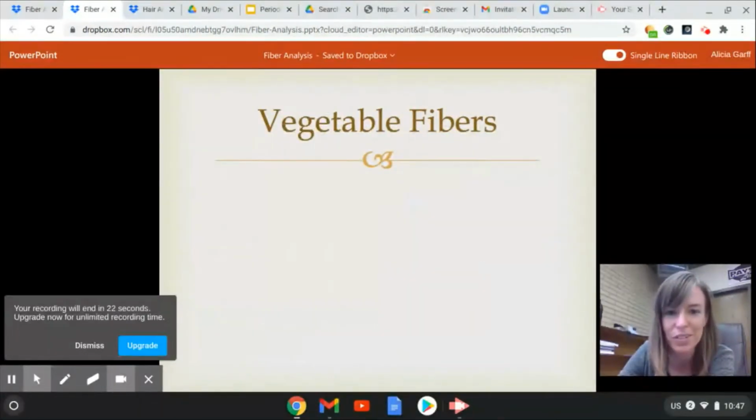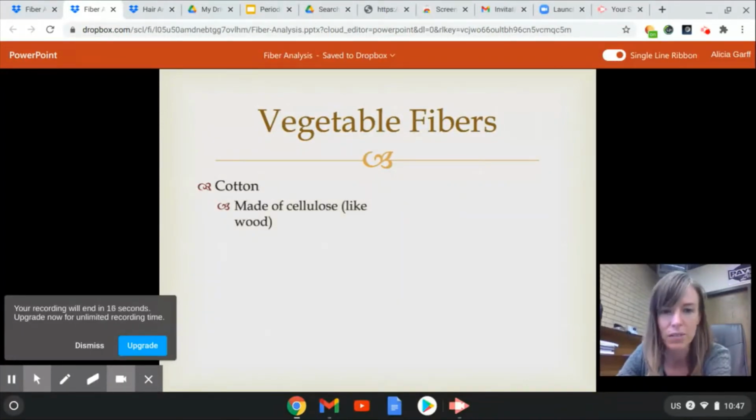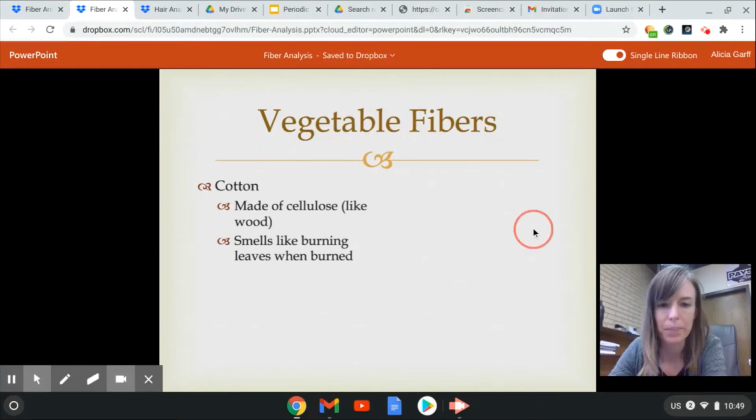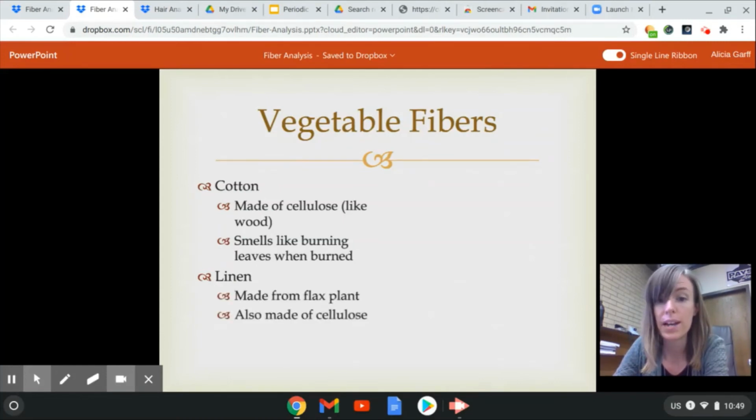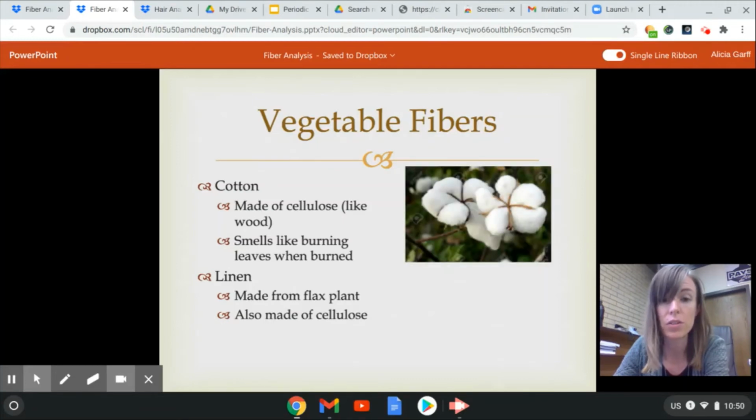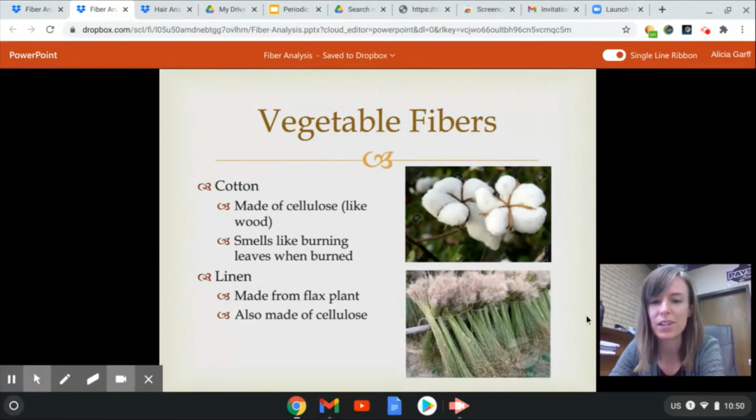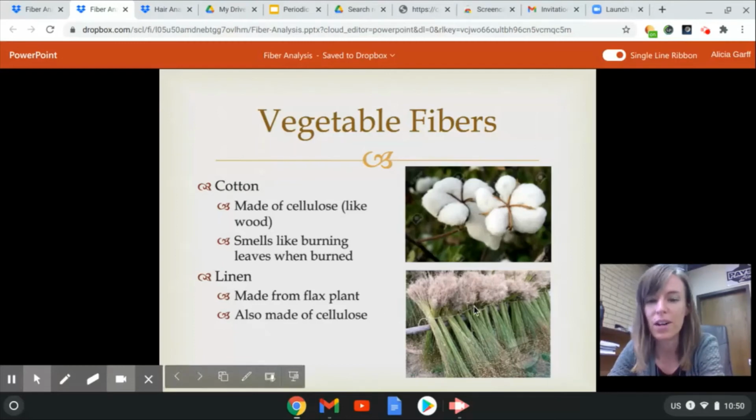Okay, I'm running out of time, so we're going to go really fast. Types of vegetable fibers are cotton, which is made of cellulose, kind of like wood. That's the type of polymer it's made of. And it smells like burning leaves when it's burned because it's made of plant fibers, which makes sense. The other type of plant fiber, or vegetable fiber, is linen. Linen actually comes from the flax plant. It's also made of cellulose, similarly to cotton. So here's a picture of cotton on the plant, and here's a picture of what flax looks like. So believe it or not, you can make fabric from that.